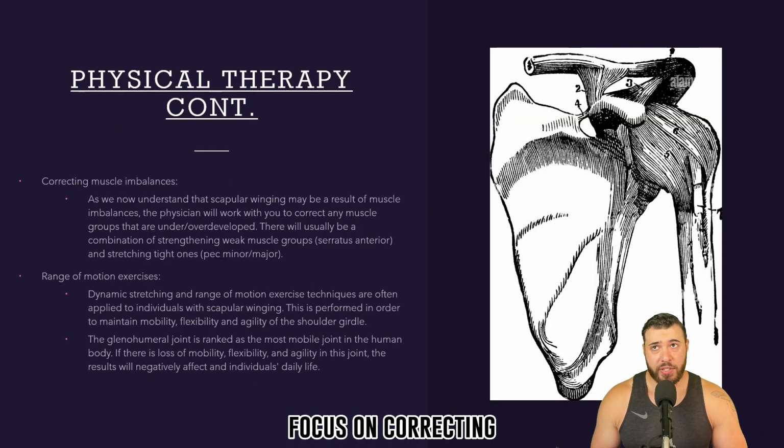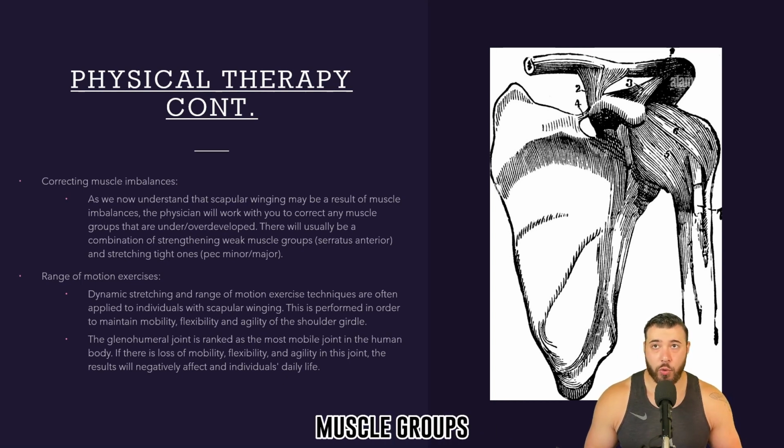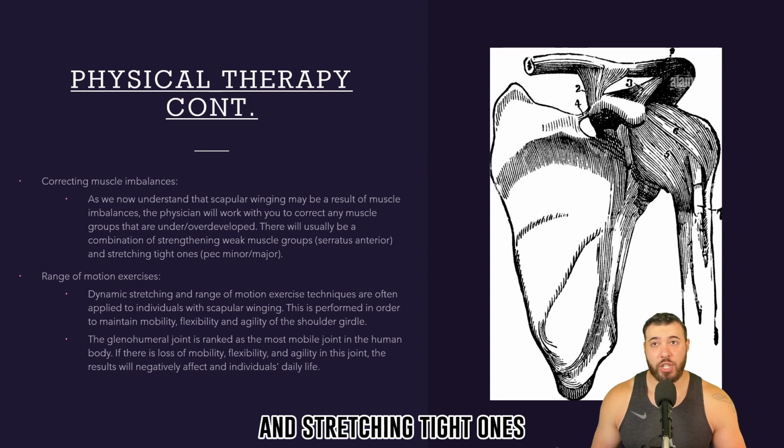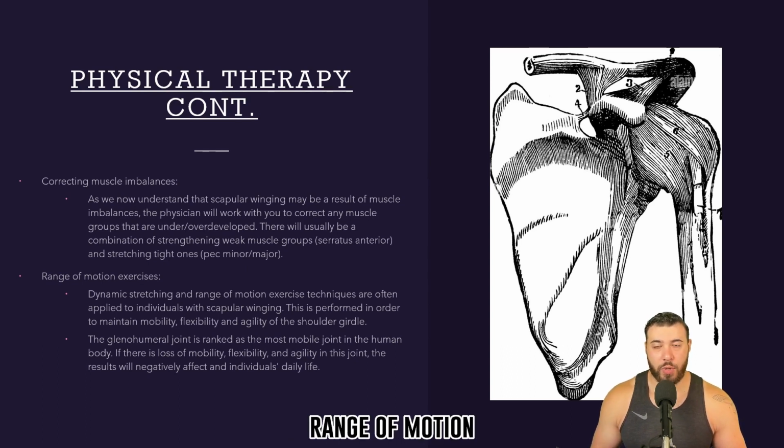So they'll also focus on correcting muscle imbalances. As we now understand that scapular winging may be a result of muscle imbalances, the physician will work with you to correct any muscle groups that are under or overdeveloped. There will usually be a combination of strengthening weak muscle groups, such as the serratus anterior, and stretching tight ones that may be inhibiting range of motion, such as the pec minor or major.